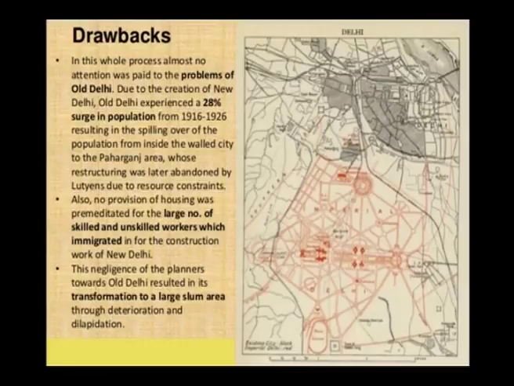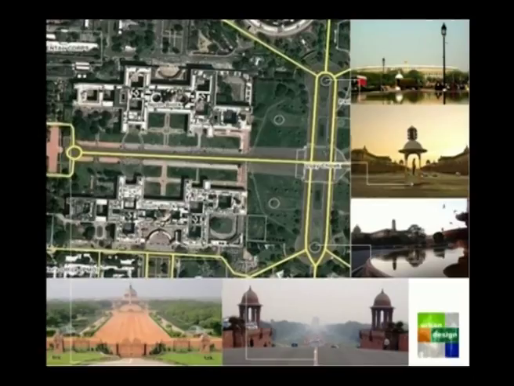Also, no provision of housing was made for the large number of skilled and unskilled workers who had immigrated to work on the construction sites of New Delhi. This negligence of the planners towards Old Delhi resulted in the transformation of large slum areas through complete deterioration and dilapidation around New Delhi. So like we just discussed, these are the main axis lines, with clear importance given to the views and the vistas.